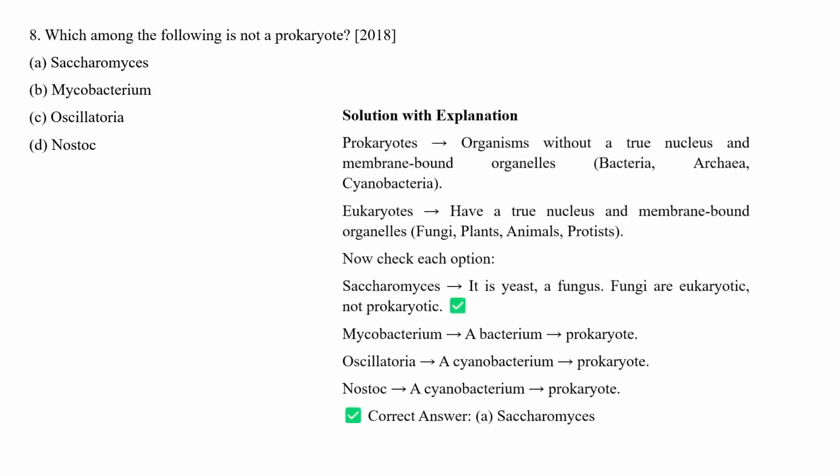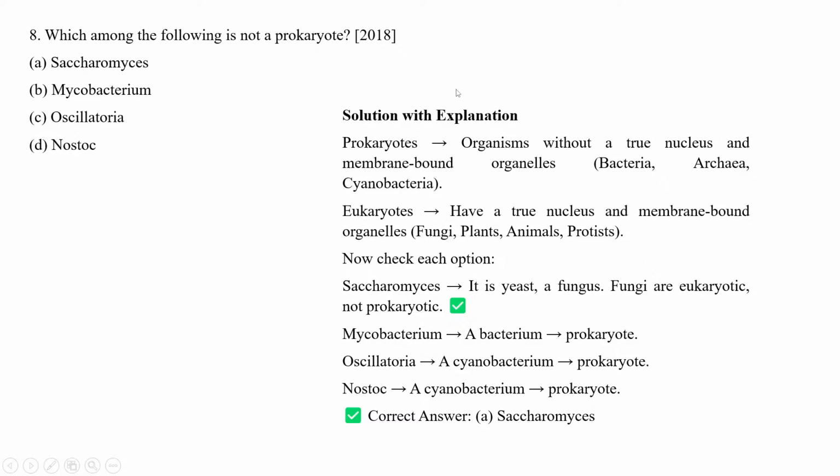Oscillatoria is mainly a cyanobacterium, and it's prokaryotic. And Nostoc is a cyanobacterium. So Mycobacterium, Oscillatoria, and Nostoc, these three are prokaryotic bacteria. The only option left is Saccharomyces. Saccharomyces is a yeast and a fungus, and fungi are eukaryotic, not prokaryotic. That's why the correct answer is Saccharomyces, which is not a prokaryote. The correct explanation is given here.